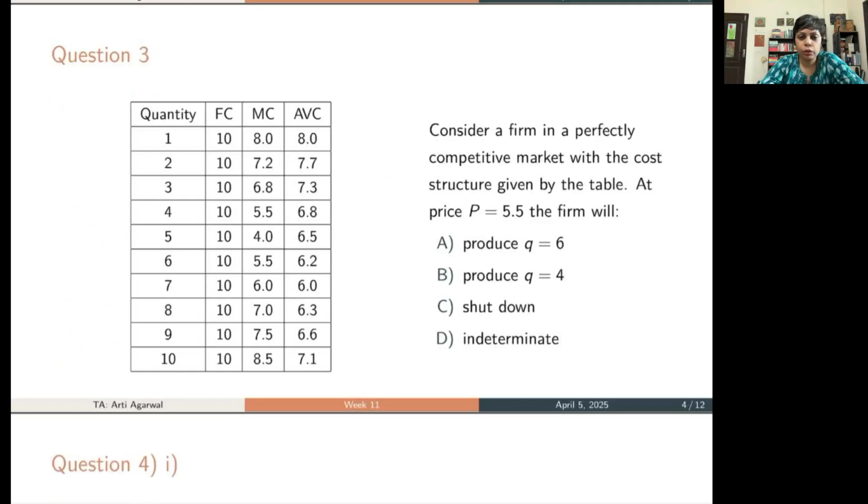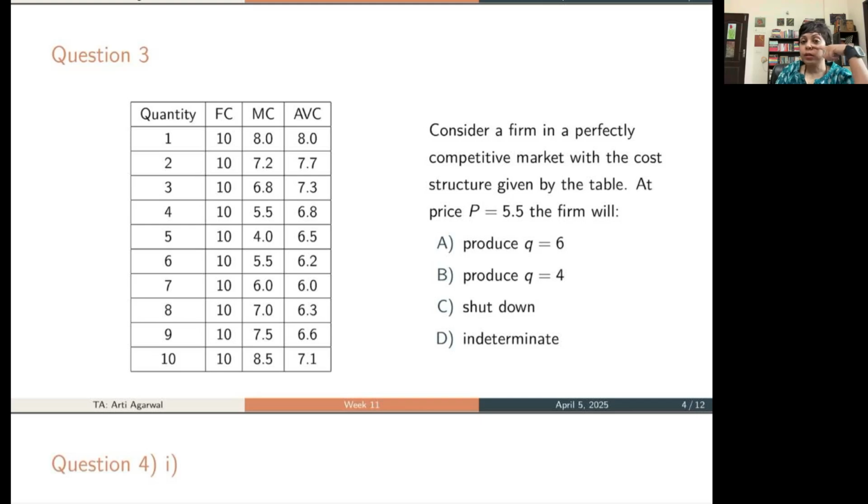Okay, let's go to the next question. In this question, you are given that there is a firm which is existing in a perfectly competitive market, and you're given the quantity in 1, 2, 3, 4. You can assume this is in kgs or tons or thousands of goods or whatever. Just take the quantity at face value for now. The fixed cost is fixed at 10. Marginal cost and average variable costs are given to you in the table, which you can read.